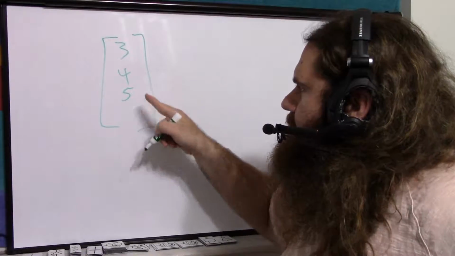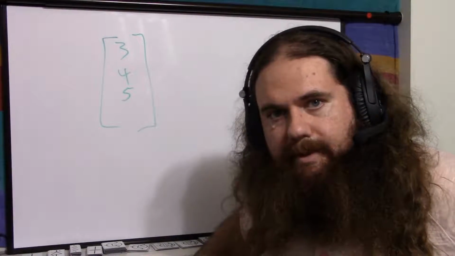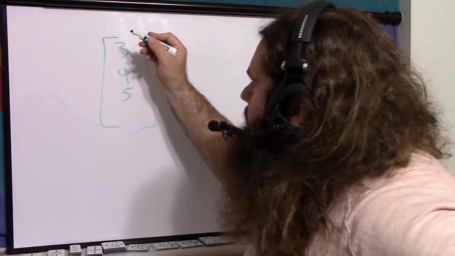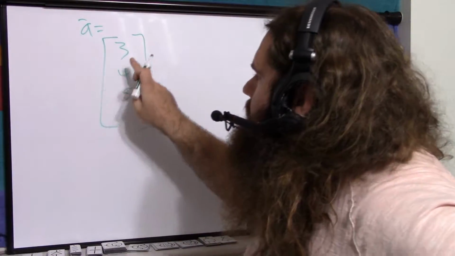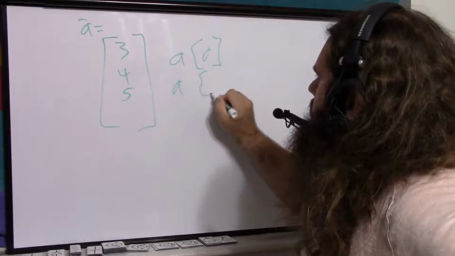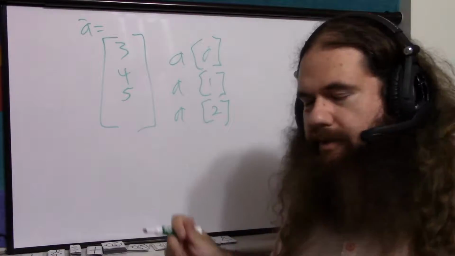So 3 is the first, 4 is the second, and 5 is the third element. If you were doing a computer programming array, let's say this is variable a. So this would be, in programming, a0, then a1, a2. You might do that in programming.